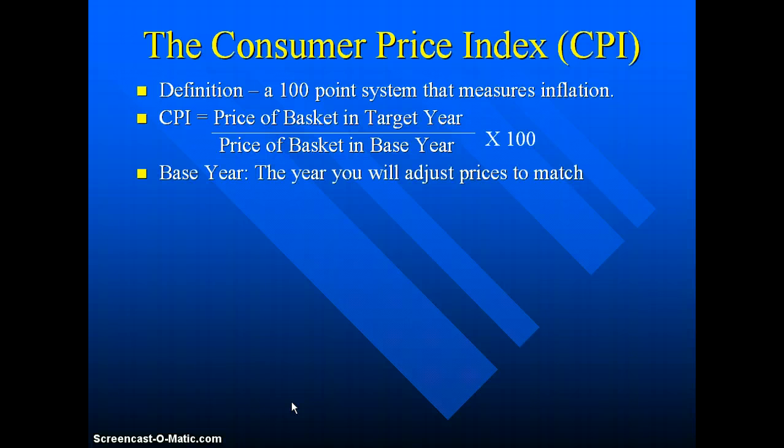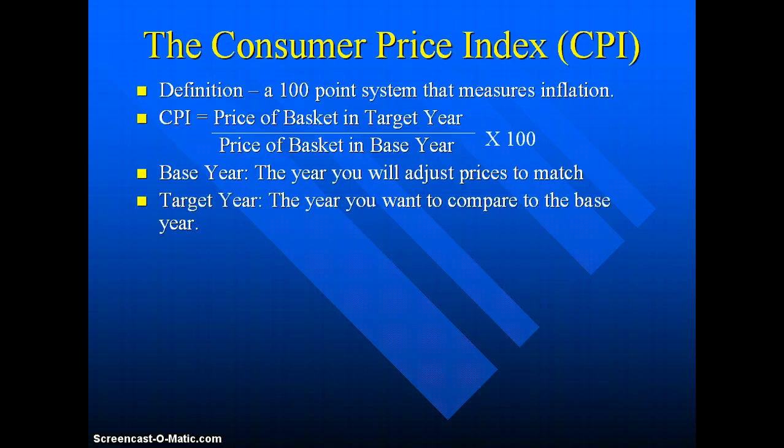So here's the definition. A base year is the year that you will adjust all your other prices to match. Whereas the target year is the year that you want to compare to the base year. So put it in different ways. The base year is kind of like your fixed variable, and the target year is sort of the thing that you're changing to match the base year so you can make a comparison.